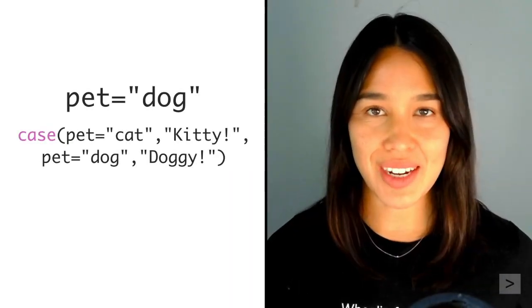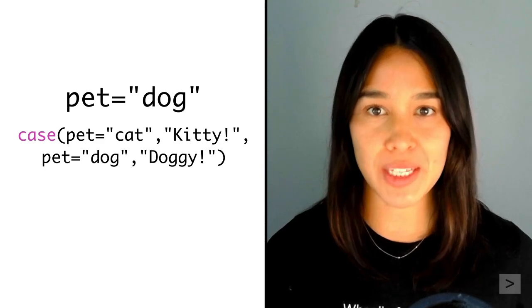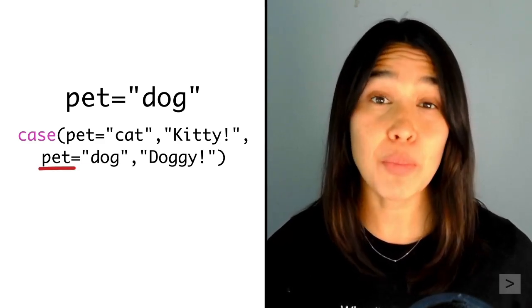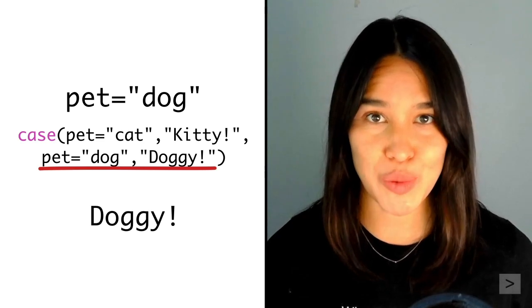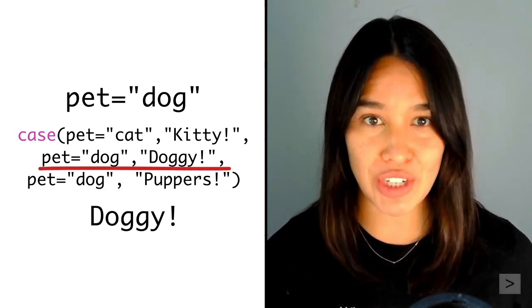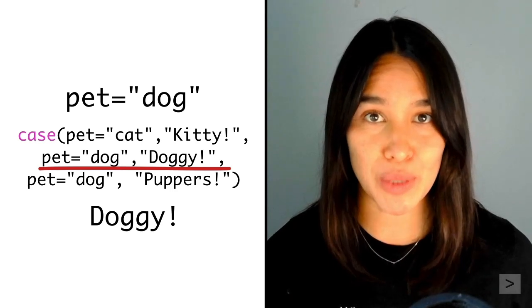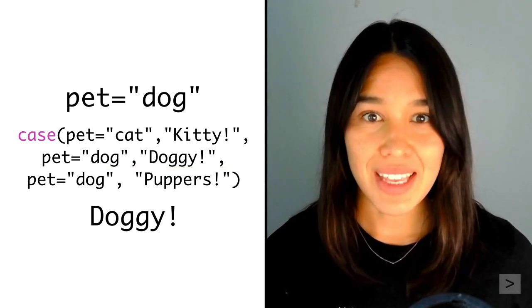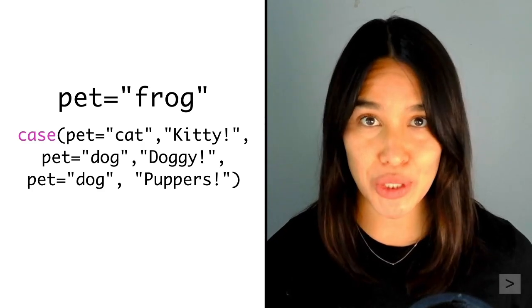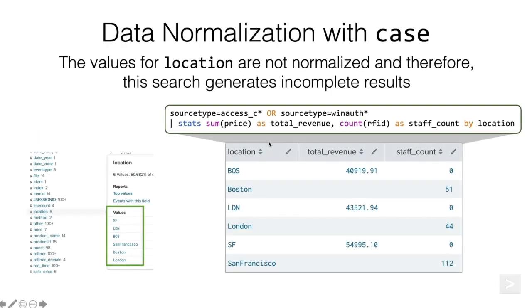The case function allows us to enter multiple Boolean expressions, each followed by the argument of what to return if the previous expression evaluates to true. Only the argument for the first expression that evaluates as true will be returned. If none of the expressions return true, an empty value is returned. Let's take a look at an example of the case function.